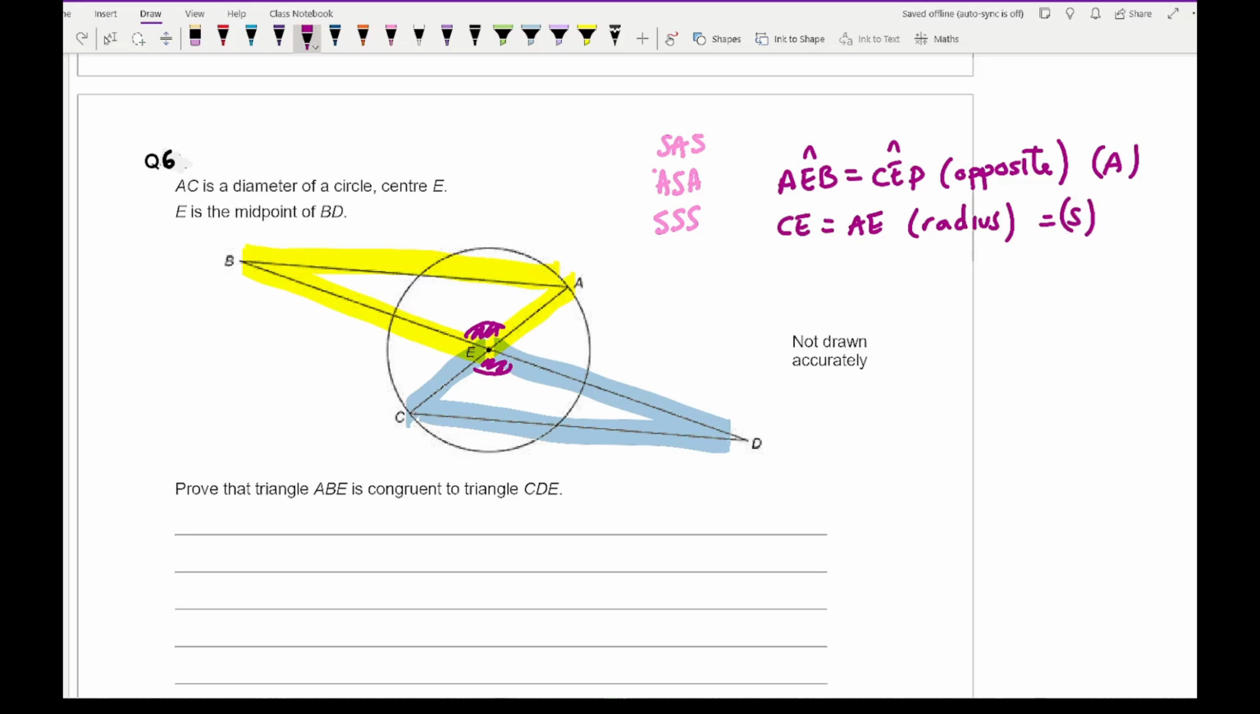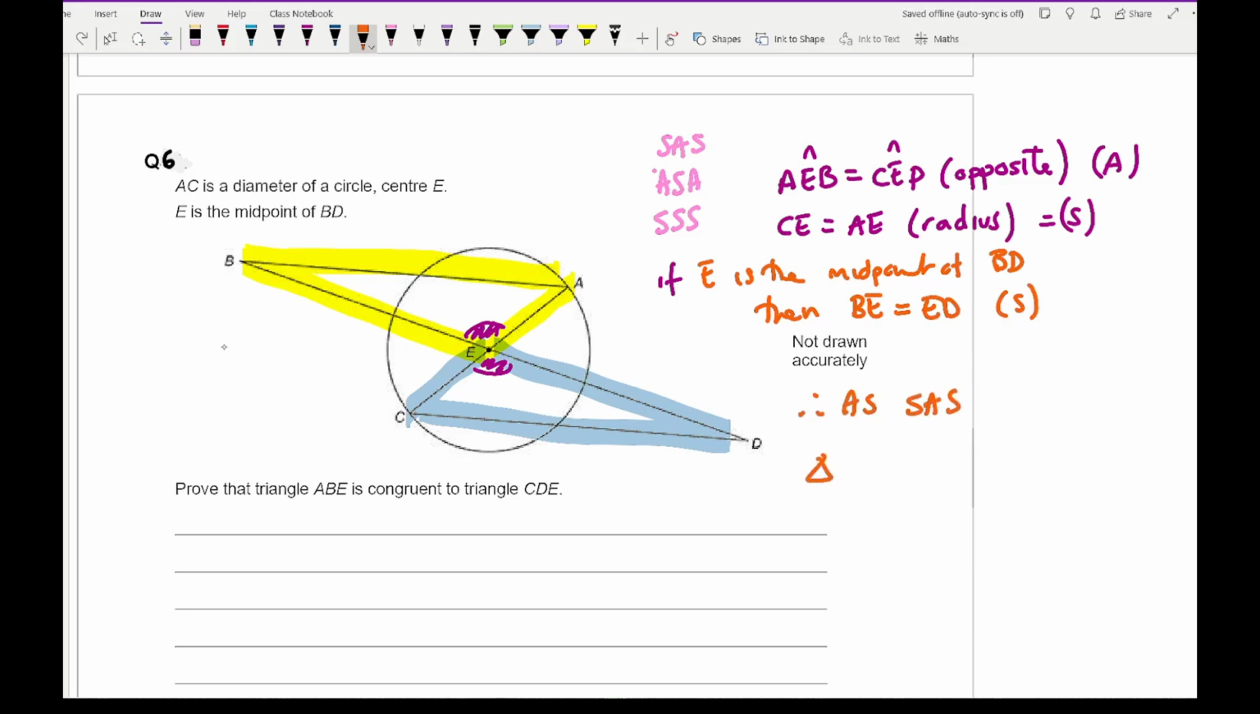Then all that's left for us to do is to show that another angle is the same or another side is the same. Well, if E is the midpoint of BD, then BE is going to be equal to ED. So that proves another side is the same. So therefore, as we have SAS, triangle ABE is congruent to triangle CDE. And there we go.